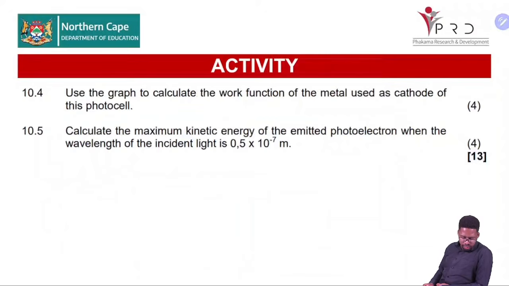10.4. Use the graph to calculate the work function of the metal used as cathode of this photocell. 10.5. Calculate the maximum kinetic energy of the emitted photoelectron when the wavelength is 0,5 times 10 to the power negative 7 meters. I'm giving you 13 minutes to deal with this question.